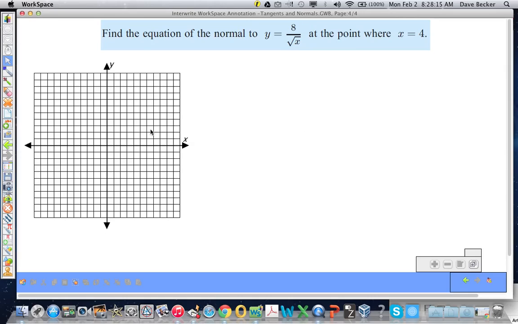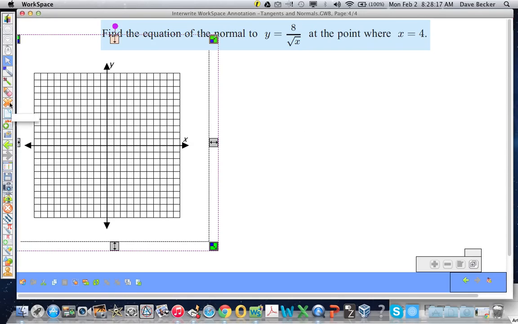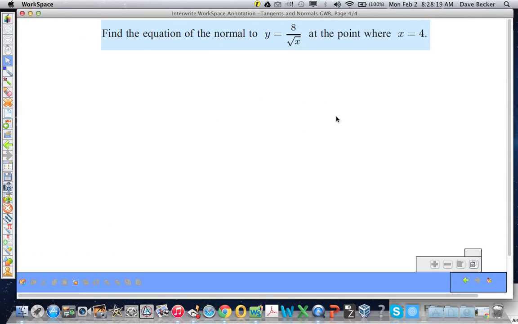And that is y equals, I'm not going to do the graph for this one. We'll just do it on the calculator. So y equals 8 over square root of x, we're at the point where x equals 4. So in order to find the equation of a line, and this is the normal now, we'll talk about how we find the slope of that. We still need the slope, and we need a point on the line.